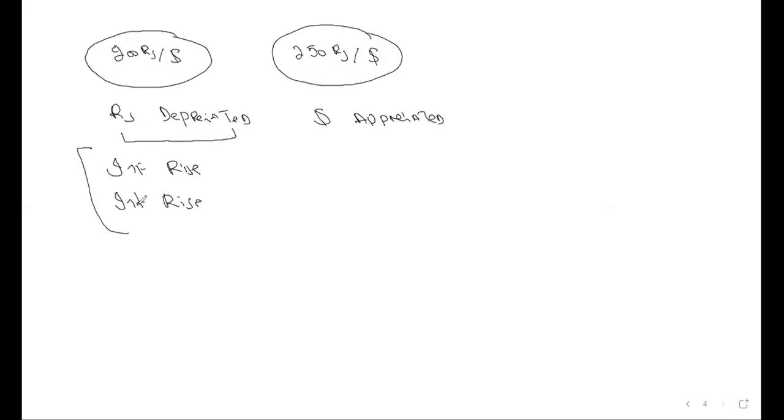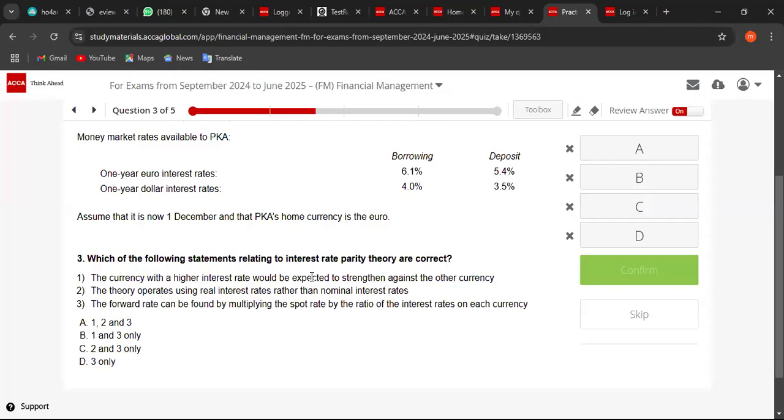Our currency against the dollar is very much depreciated. So in my country the inflation rates are very high, the interest rates are very high. So this is the same thing the examiner is explaining, but in another way. Examiner is saying the currency with a higher interest rate would be expected to strengthen. No, the currency which will experience higher interest rates will not strengthen, will not appreciate, that currency will depreciate. So the first is incorrect.